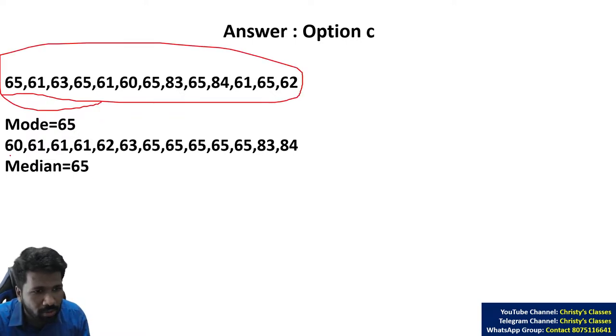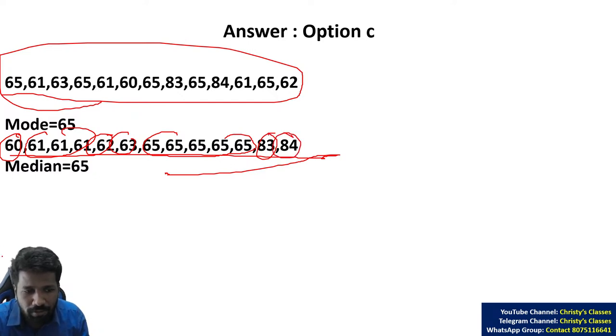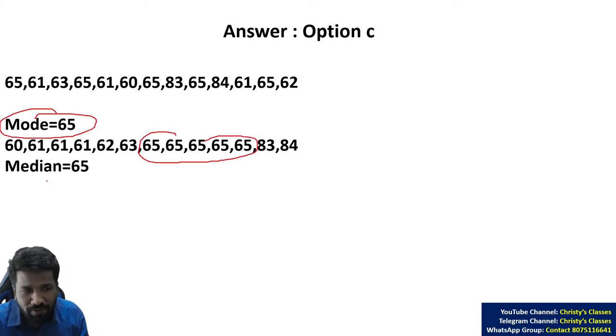Usko order kiya to, if you arrange them in increasing or decreasing order. If I am arranging in increasing order, 160, then 361s, 162, 163 and 565 and 83 and 84 is there. After rearranging, isme abhi clear hai, 65 5 bar occur kar raha hai, so mode is clearly 65. Now median kaisa find kar sakta hai, 1, 2, 3, 4, 5, 6, 7, 8. The question already told the number of observation. So that is already clear.